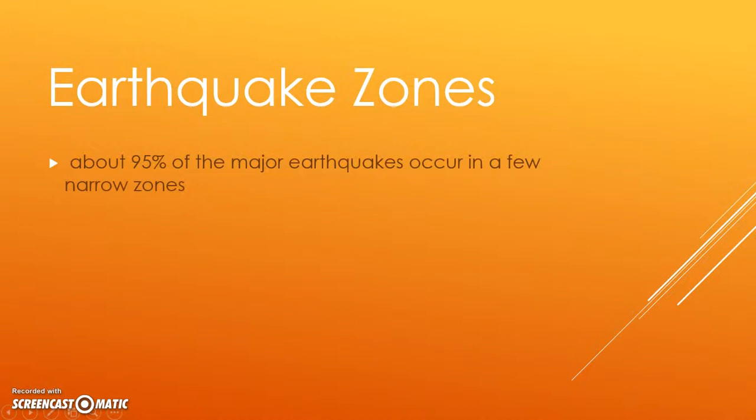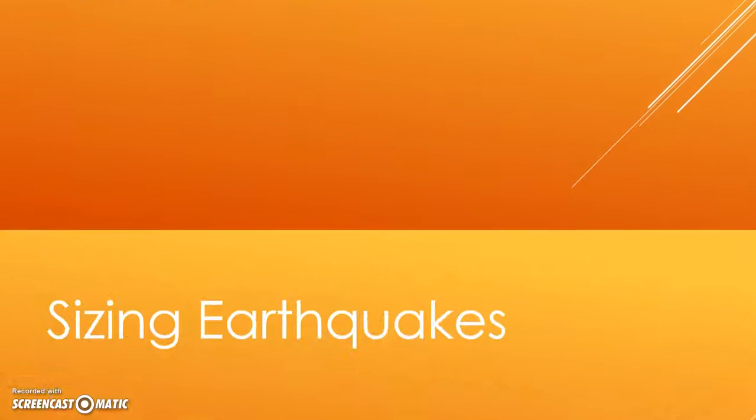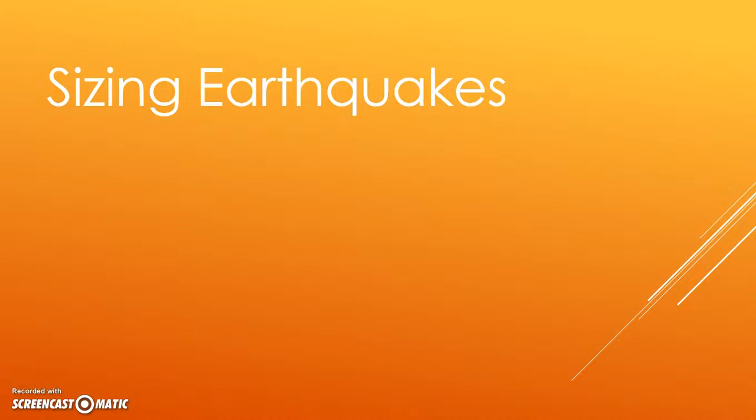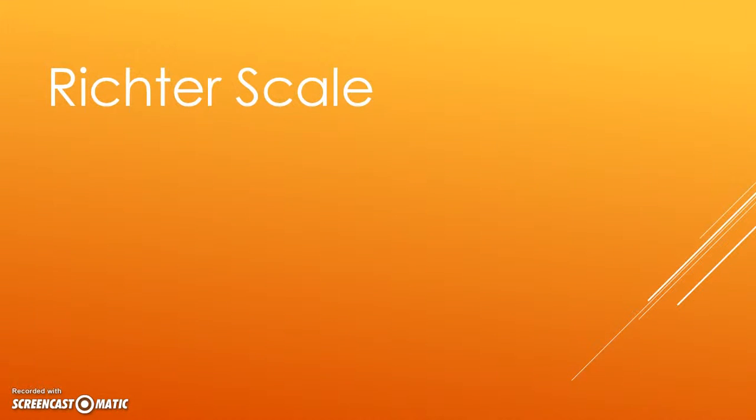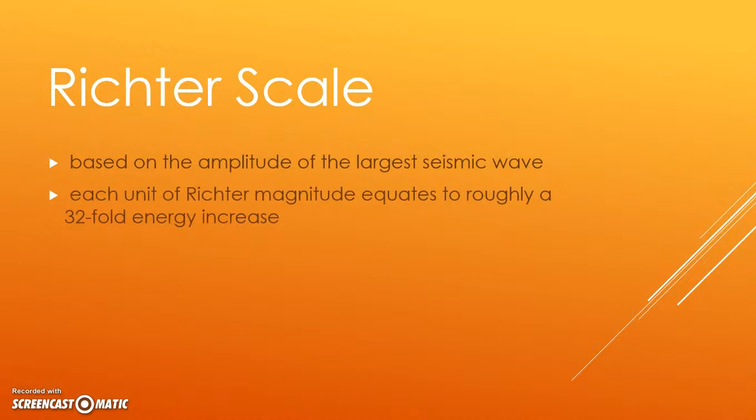Now, earthquake zones. About 95% of the major earthquakes occur in just a few narrow places. So think about the Ring of Fire. And sizing earthquakes, we have to use 2 things, intensity and magnitude. So we have the Richter scale for our magnitude. This is based on the amplitude of the largest seismic wave, so that could be a body wave or a surface wave. And each Richter scale magnitude equates to a 32-fold energy increase. So that means it's multiplying itself 32 times.